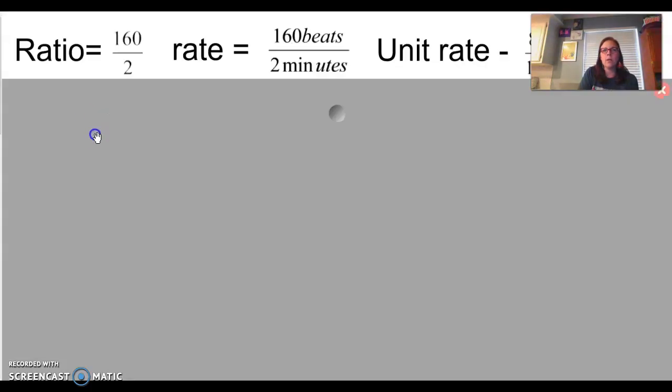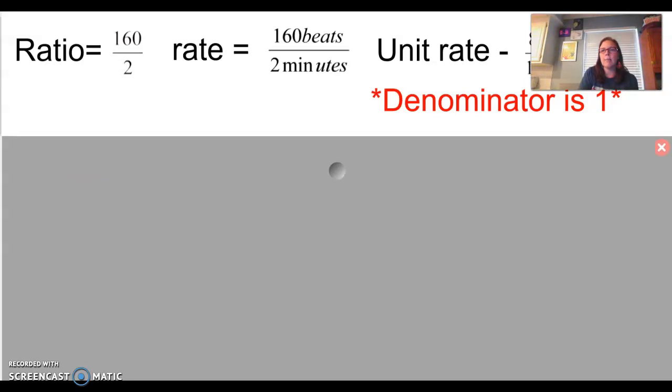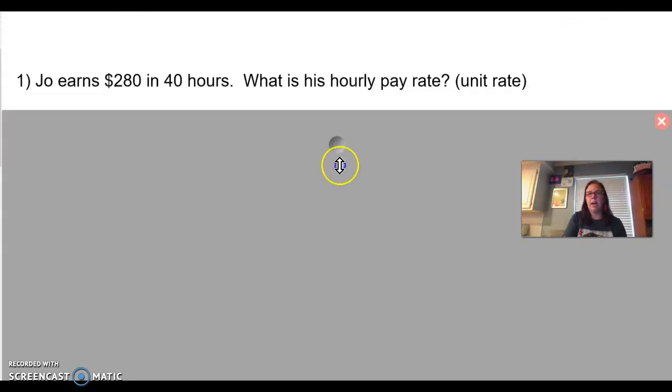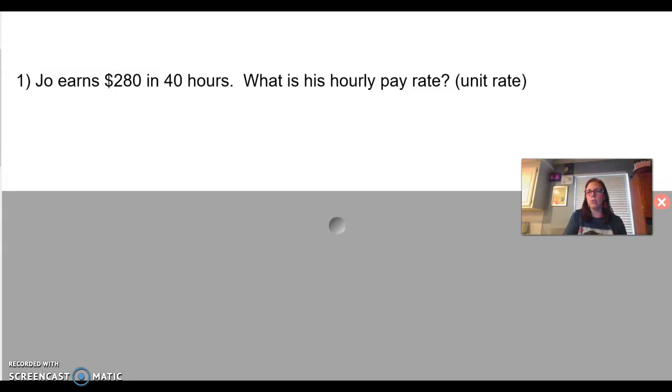Let's do this so we don't have to look at all of it. This is just kind of an example. So a ratio is 160 over 2. A rate would be 160 beats for 2 minutes. It's like a heart rate. The unit rate, you would divide the 160 by 2, or you would simplify this fraction and get 80 over 1. So 80 beats per 1 minute, that's the unit rate. So that's the difference. The main thing you need to know about unit rates is you're going to divide.